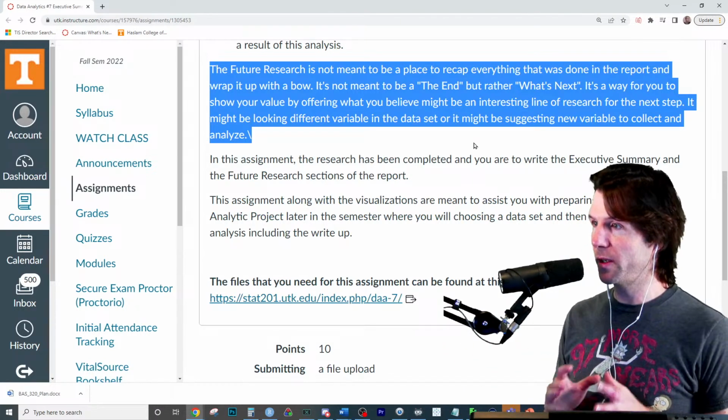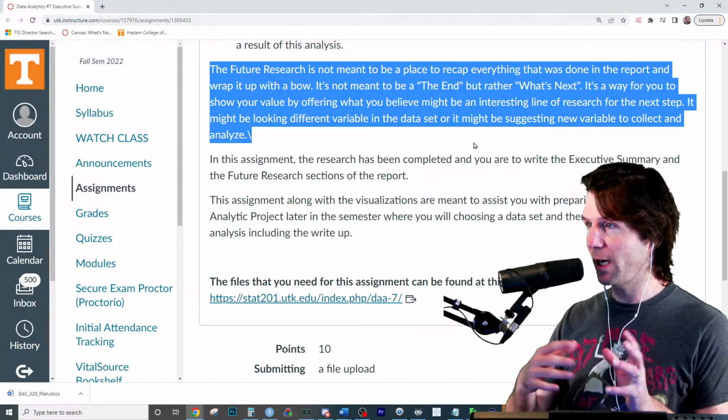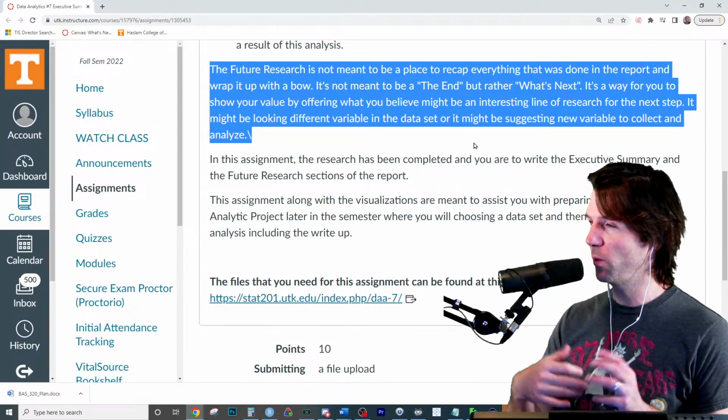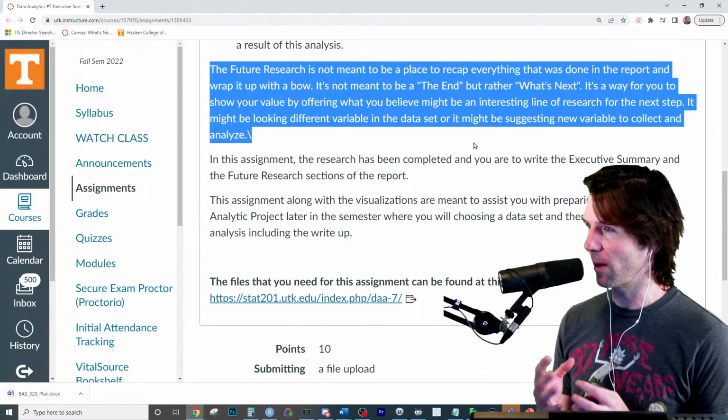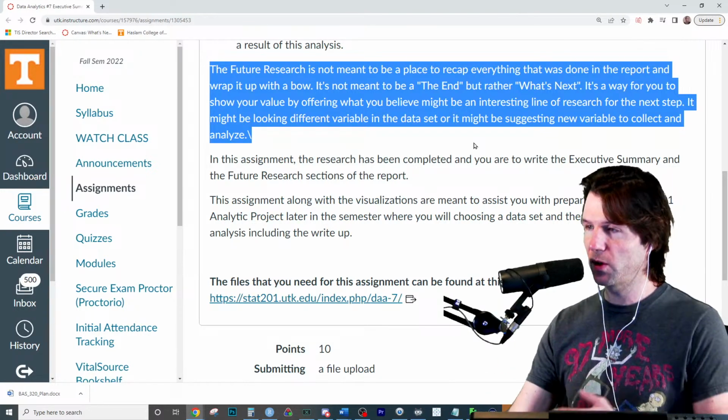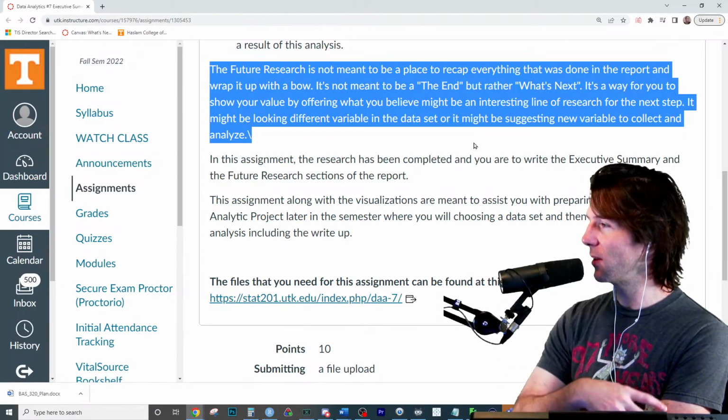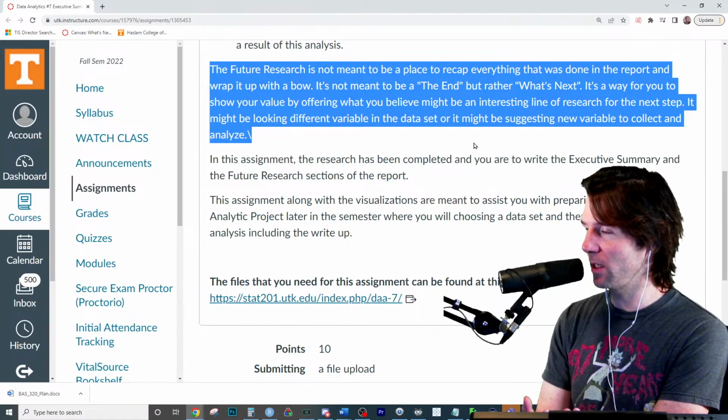So you don't want to, in your future research, just rehash ideas. It's like, what's next? Where do we go from here? What are new ideas that we didn't consider? Does that make sense, Blake and Lachey? So future research is like new ideas. What could we possibly do that we didn't consider?